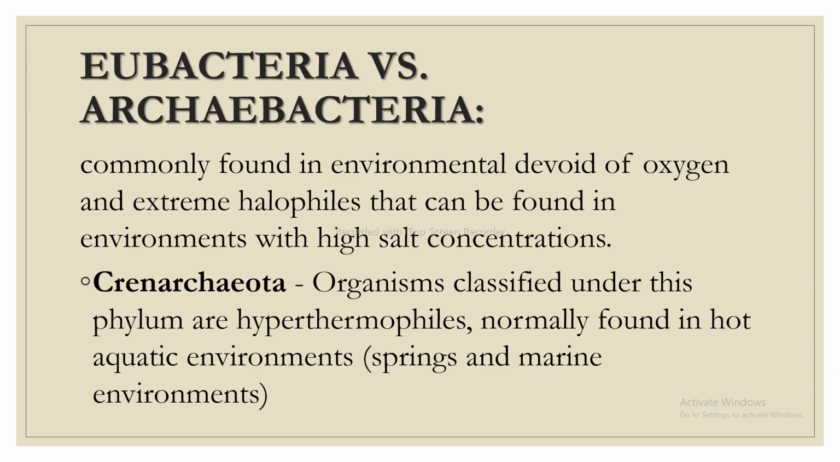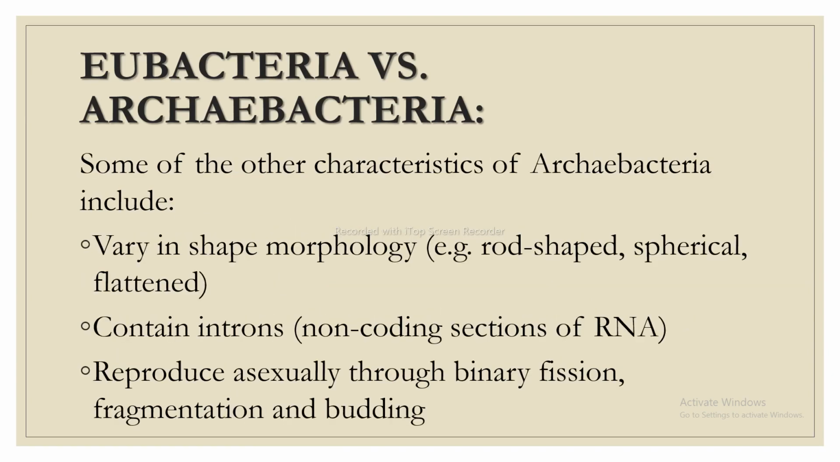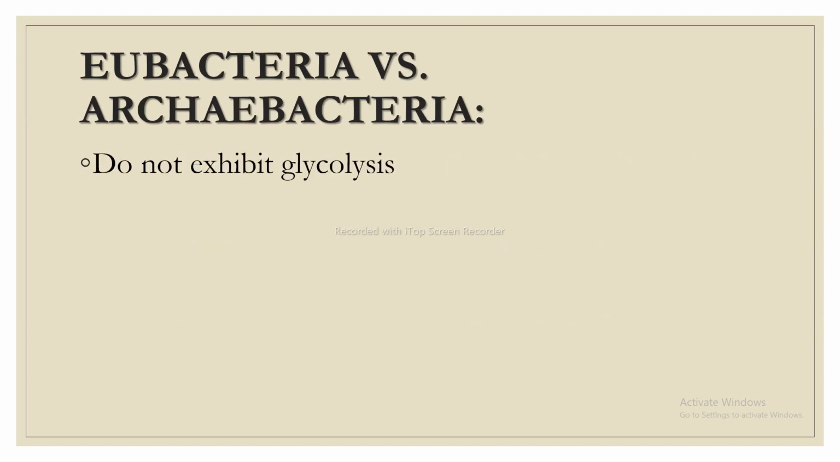marine environments or surroundings. Some of the other characteristics of Archaebacteria include varied shape morphology, for example, rod-shaped, spherical, or flattened; containing introns, which are non-coding sections of ribosomal RNA, or RNA; and reproducing asexually through binary fission, fragmentation, and budding; and they do not exhibit glycolysis.